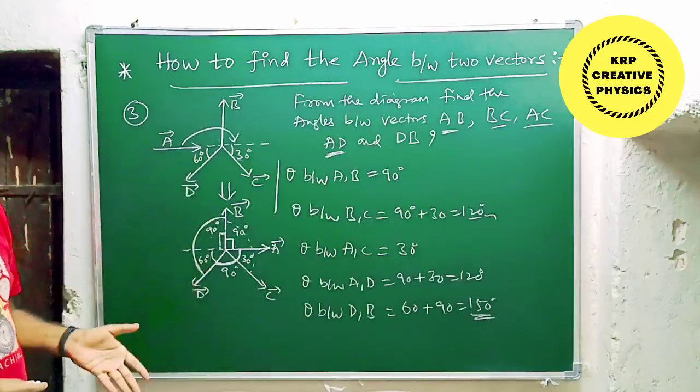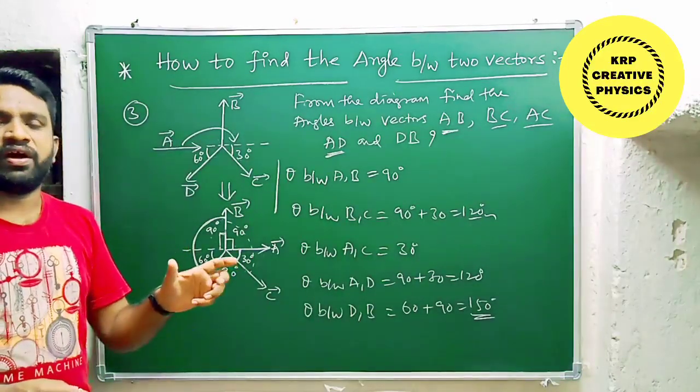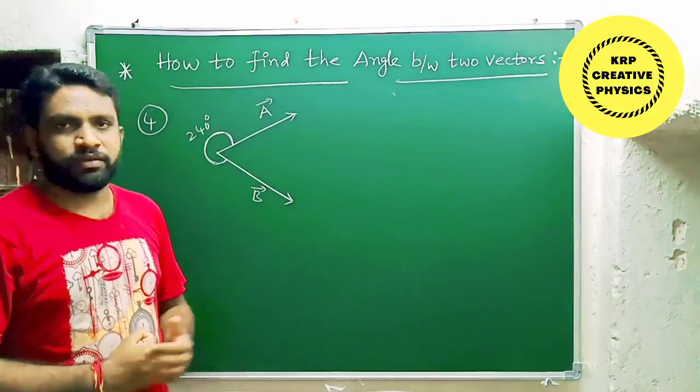Okay, now this is the logic. We just need to consider the angle between two tails or else the angle between two heads. Anything will be okay. Let's move on to example 4 here.